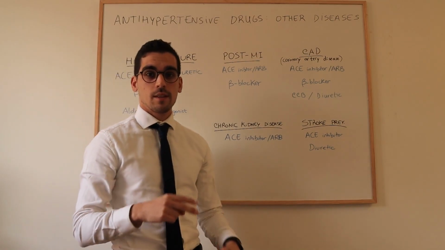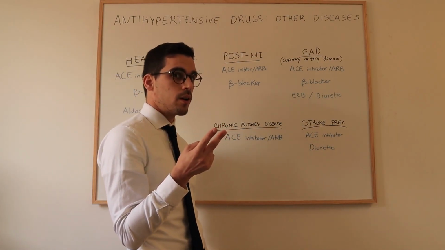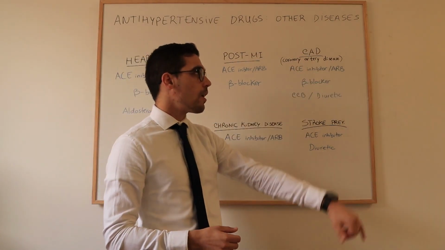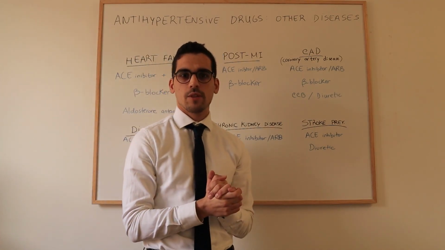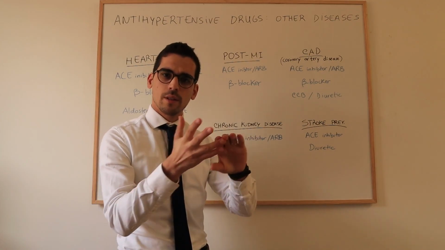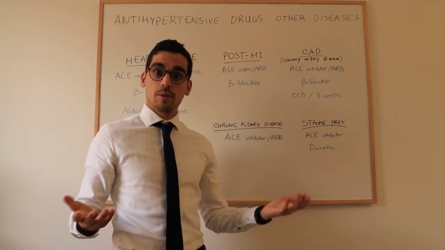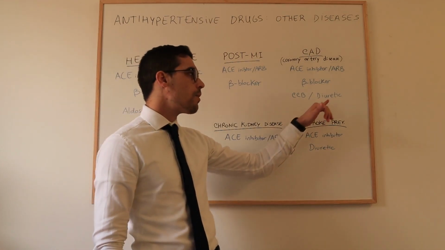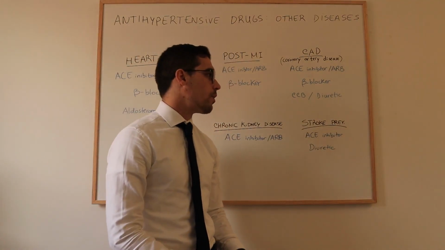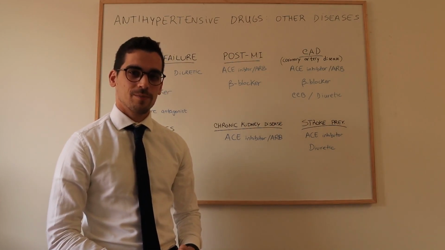So we have seen that there are two types of calcium channel blockers, and in the case of coronary artery disease, we'll choose preferably a non-dihydropyridine calcium channel blocker, so Verapamil or Diltiazem, because as we've seen, they work more at the heart level. And also a diuretic can be given as well in order to decrease their blood pressure.